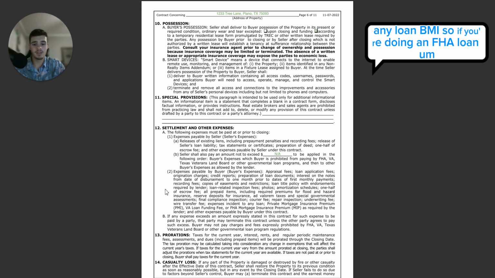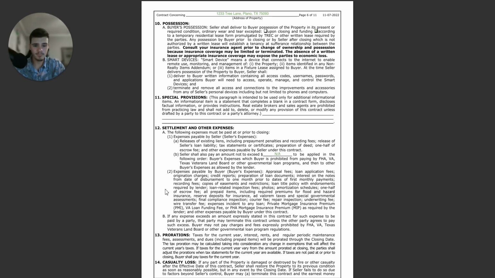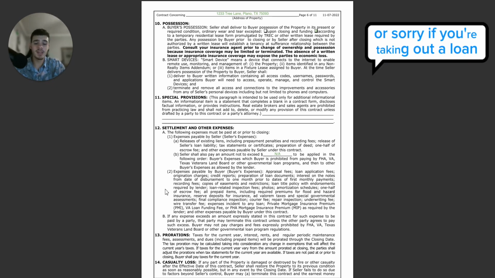So if you're doing an FHA loan, if you're taking out a loan and you're putting less than 20% down, you'll probably have PMI, private mortgage insurance, VA loan funding fee, or FHA mortgage insurance premium. So if you're having an FHA, they have their own MIP, mortgage insurance premium, as required by the lender, and other expenses payable by the buyer under this contract.